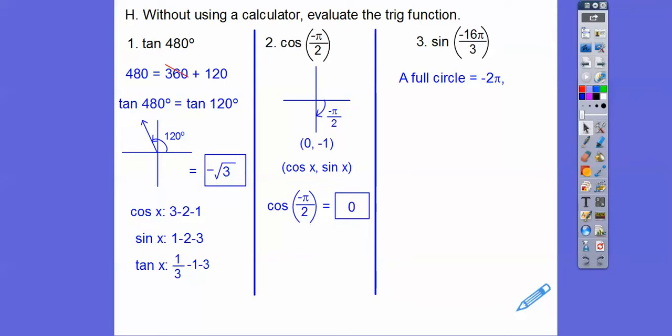Here, a full circle is negative 2 pi. It's also 2 pi going in this direction, but negative 2 pi is a full circle, so it just starts repeating itself. We're going to start taking out the full circles. Negative 2 pi, in terms of this denominator 3, is the same as negative 6 pi over 3. So negative 16 pi over 3 is negative 12 pi over 3, plus an additional negative 4 pi over 3. The full circles are gone because they just start repeating themselves.